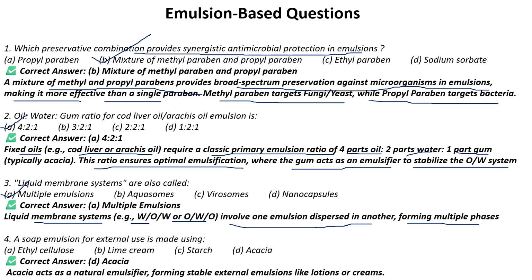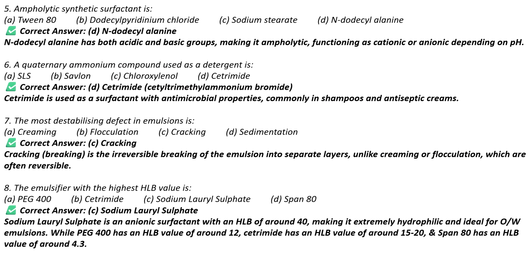A soap emulsion for external use is made by using, options are ethyl cellulose, lime cream, starch or acacia. So acacia is going to act as a natural emulsifier forming stable external emulsions like lotions or creams. So we can say option D, that is acacia, is used for making a soap emulsion for external use. So moving on to the next question.